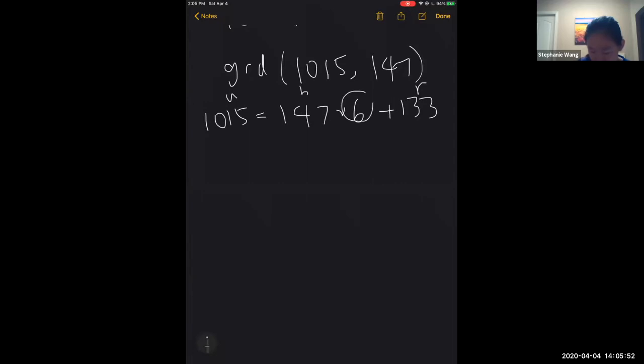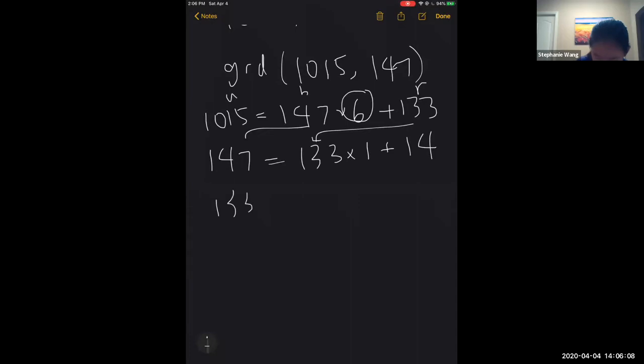And notice that this number right here doesn't matter at all. And then we can do 147 equals 133 times 1 plus 14, because we changed this over here and this over here. And now we do the same thing: 133 equals 14 times 9 plus 7.